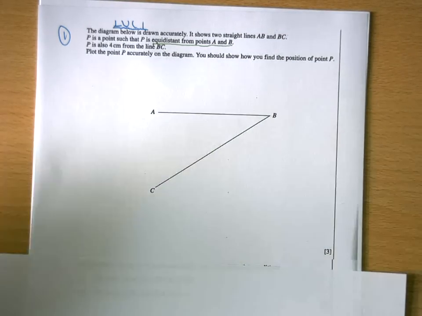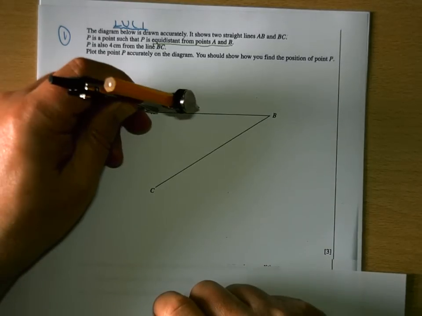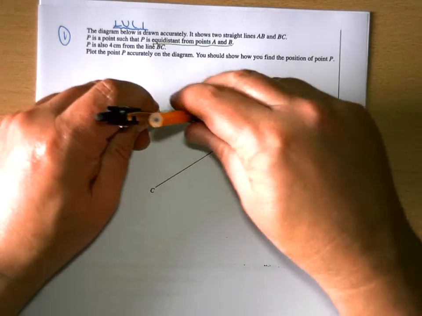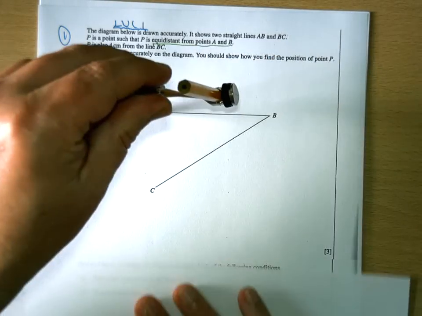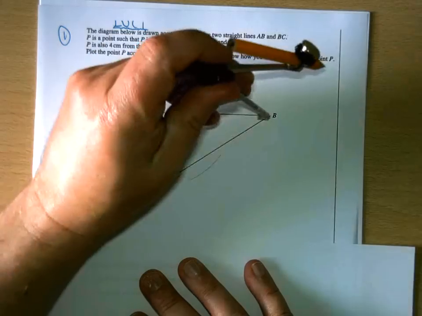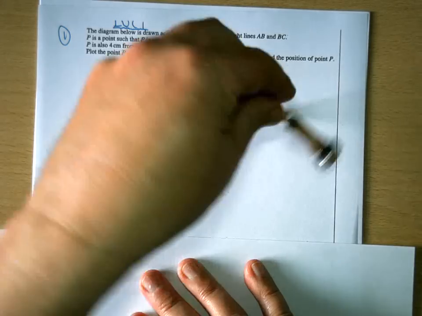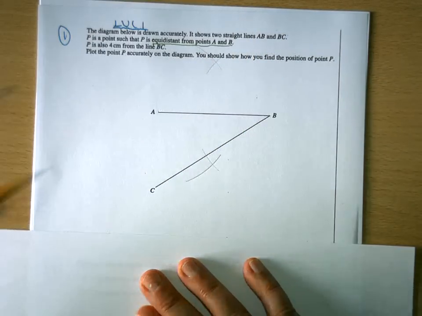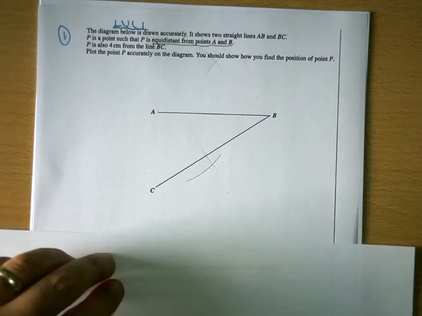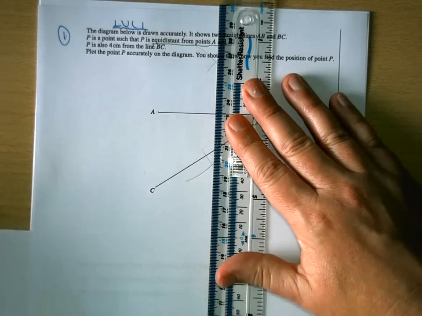Equidistant from 2 points, if you remember, is the perpendicular bisector. So you get your compass, open it out over halfway between A and B, draw an arc above and an arc below, and then move your compass to B and repeat. So equidistant from A and B is going to be somewhere on this line.